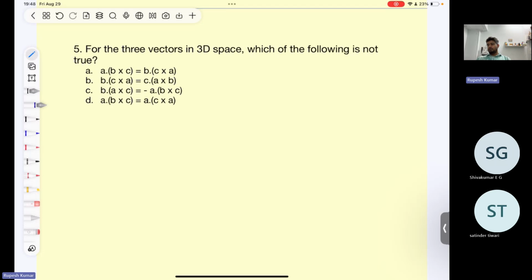For the vectors in 3D space, which of the following is not true? Fine. Looking at the options, one thing we all can agree on is that these are scalar triple products between three vectors, right?